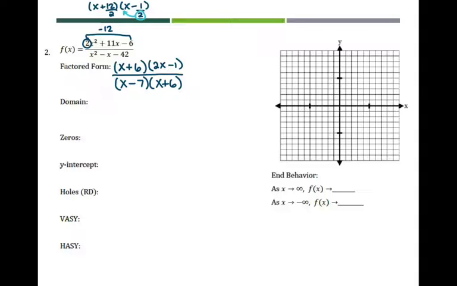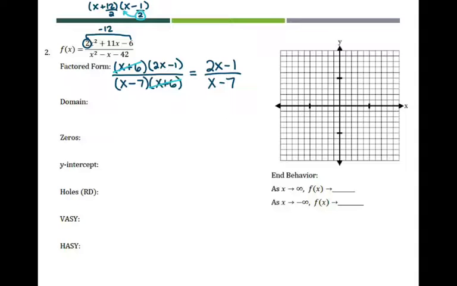So I notice right away after I have factored it that I do have some factors that are the same on top that are the same on the bottom. So I can go ahead and cancel these two factors out. So my leftover function is 2x minus 1 over x minus 7. Now, all of the different characteristics that we are going to list come from specific things within our factored form.